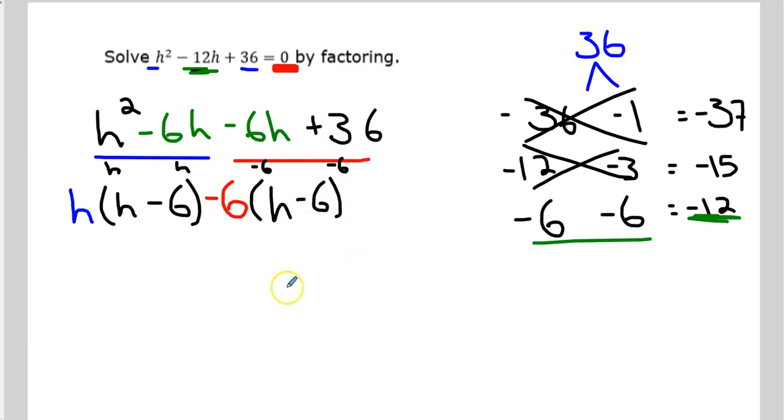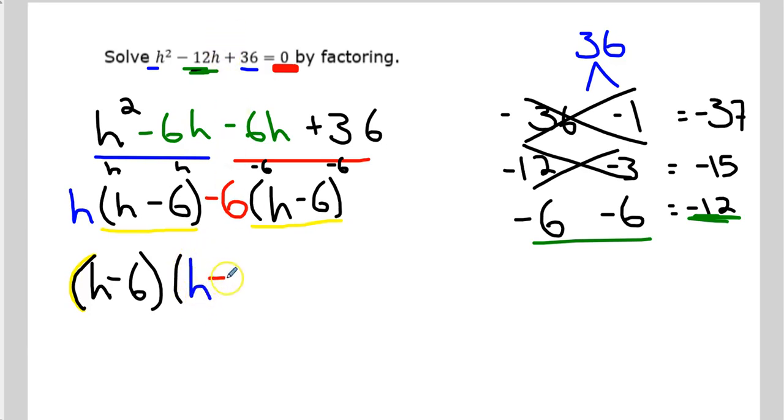Now I want you to notice something. Both of these terms have a factor of h minus 6, so I can factor that term out. So I factor out, oh, that's not really legible, so we'll just use black. I'll factor out my h minus 6, and left inside of the other bubble, I have my h minus 6 left over.